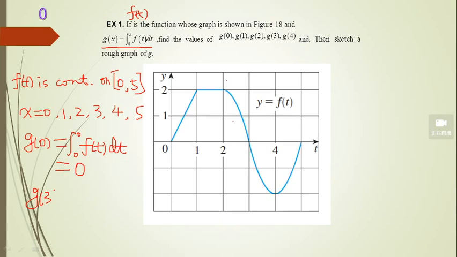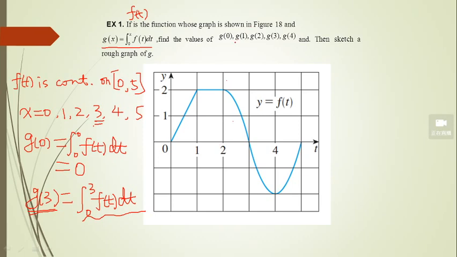For example, what does g(3) mean when x equals 3? According to the definition, g(3) means the integral from 0 to x, so my x is 3, of f(t) dt. What does this notation mean? It's a definite integral, of course, with the fixed lower and upper limit. Now the upper limit is fixed with the number 3. So this one just means you find the area under the curve f from 0 to 3.